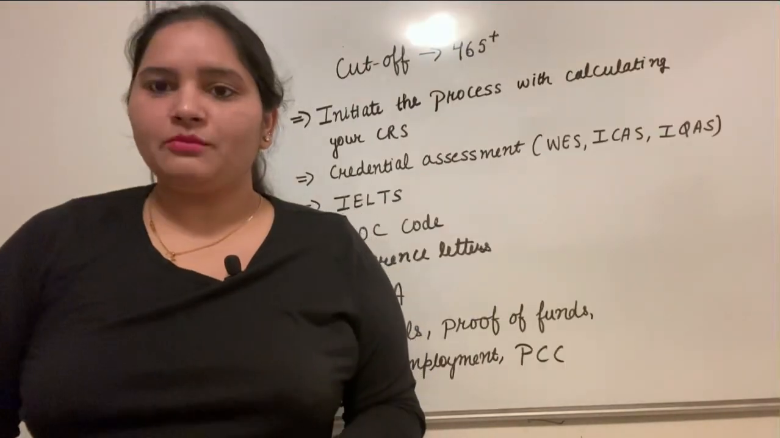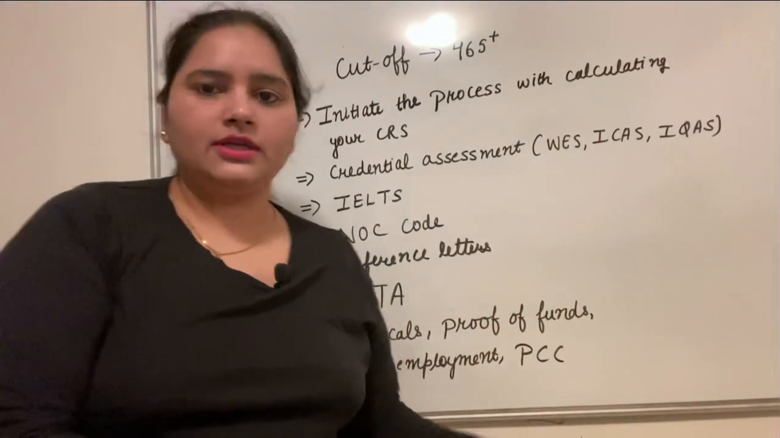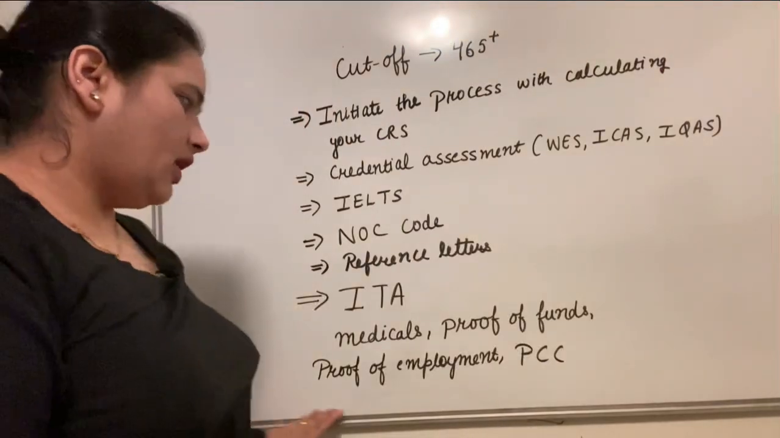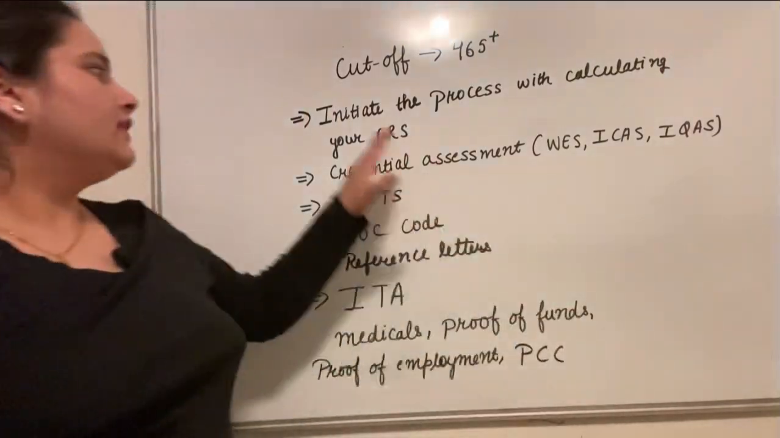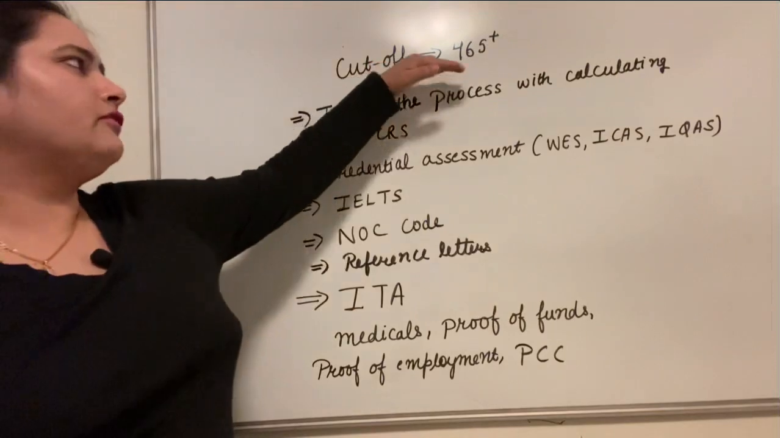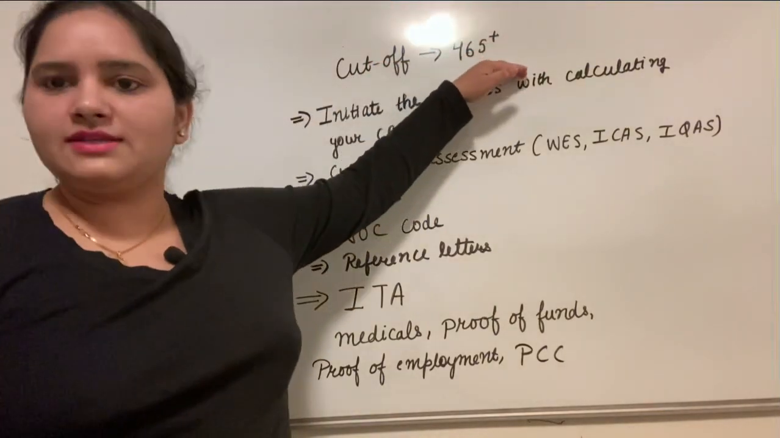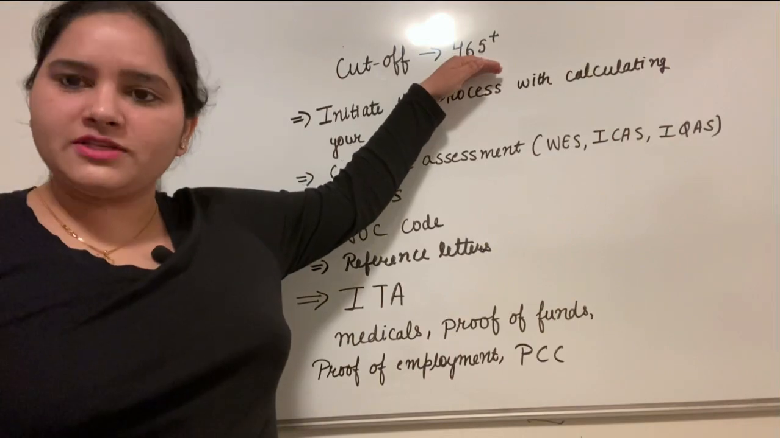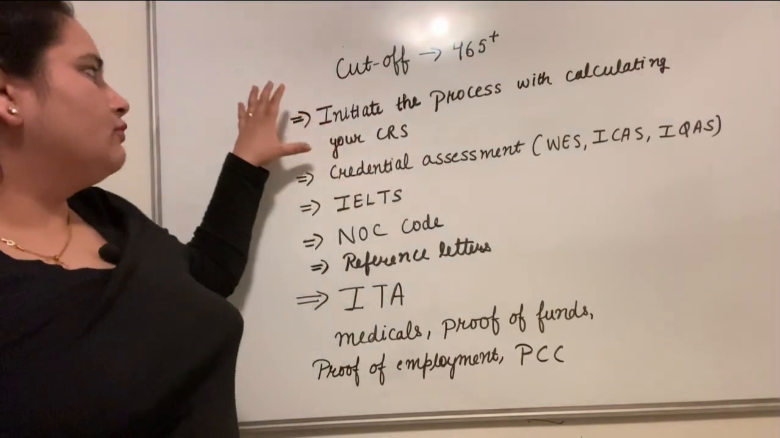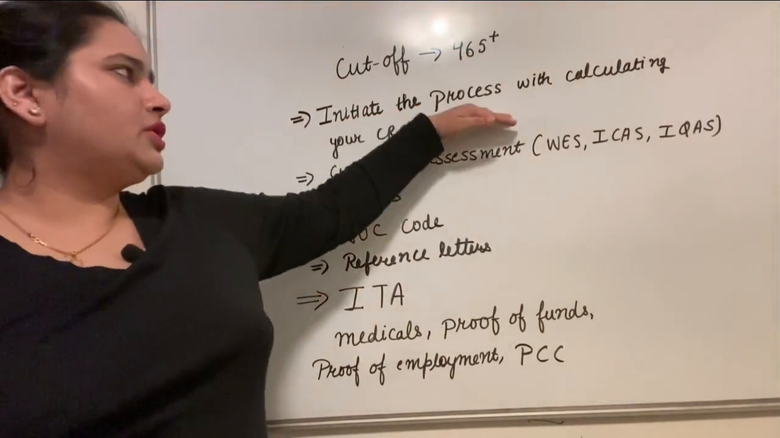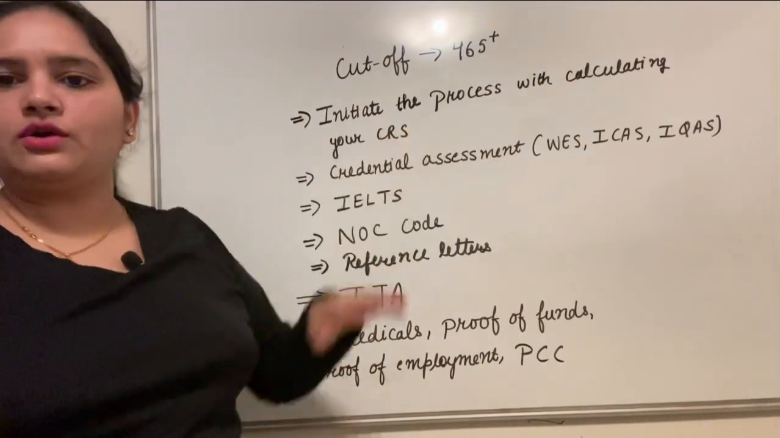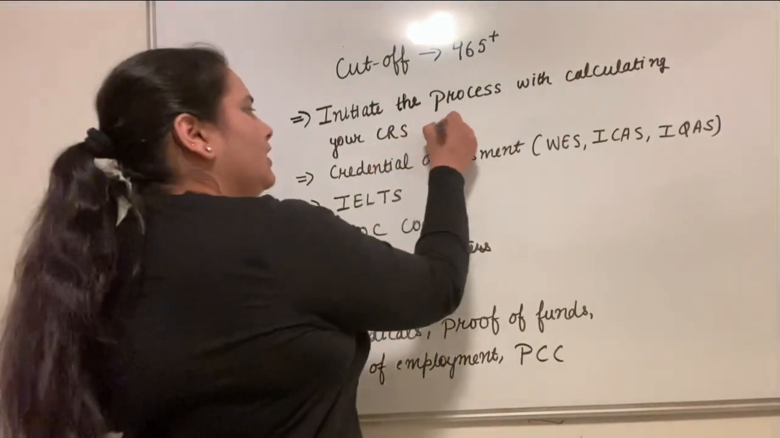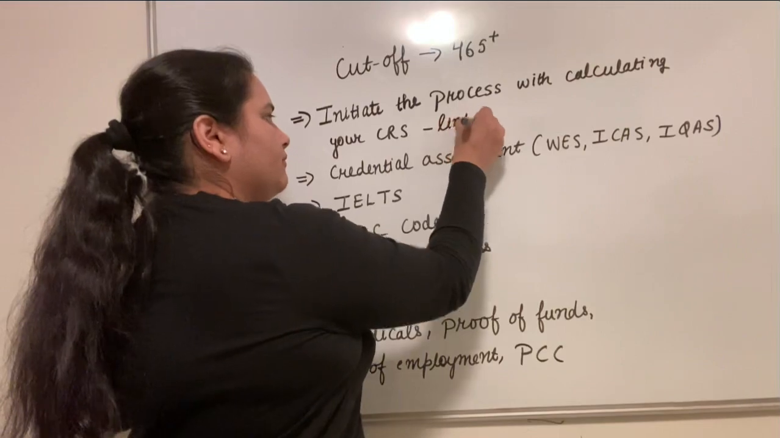Now this is the summary which I told you earlier. This is everything I told in this video. The very first thing is the cutoff is 465 plus. This is expected. So you need to meet this if you want to come here through express entry. Then what you have to do is initiate the process by calculating your CRS. The link will be in the description.